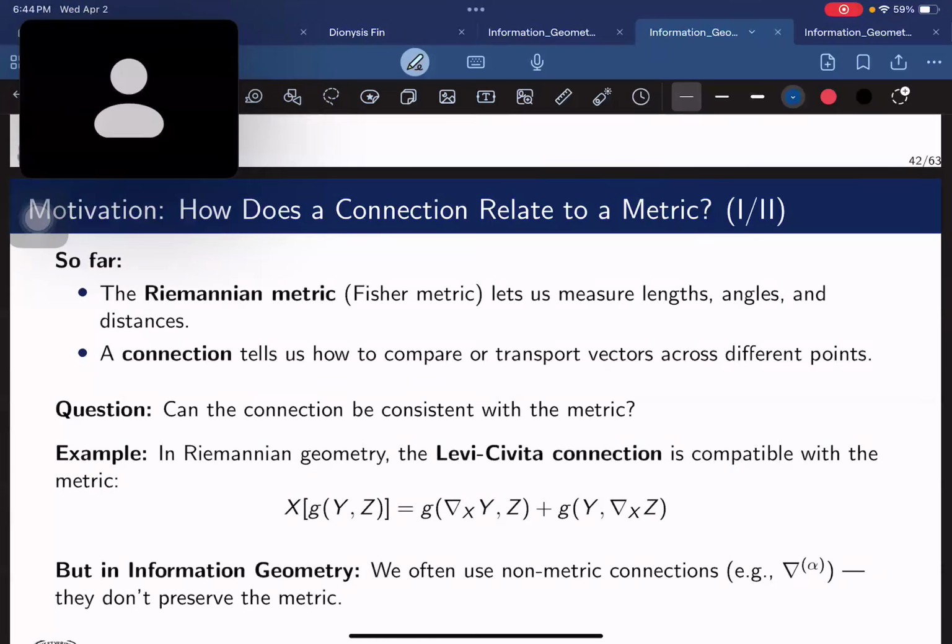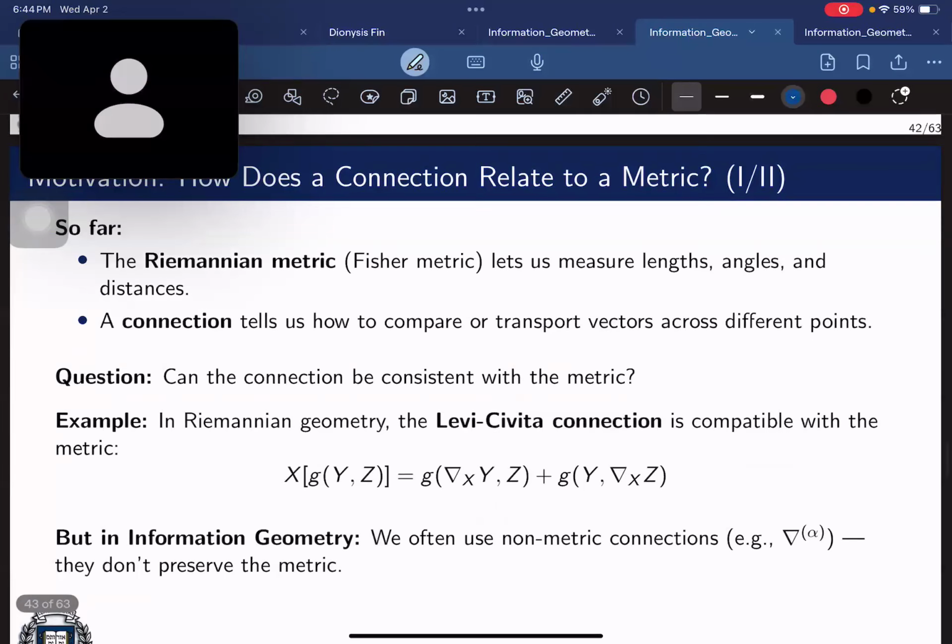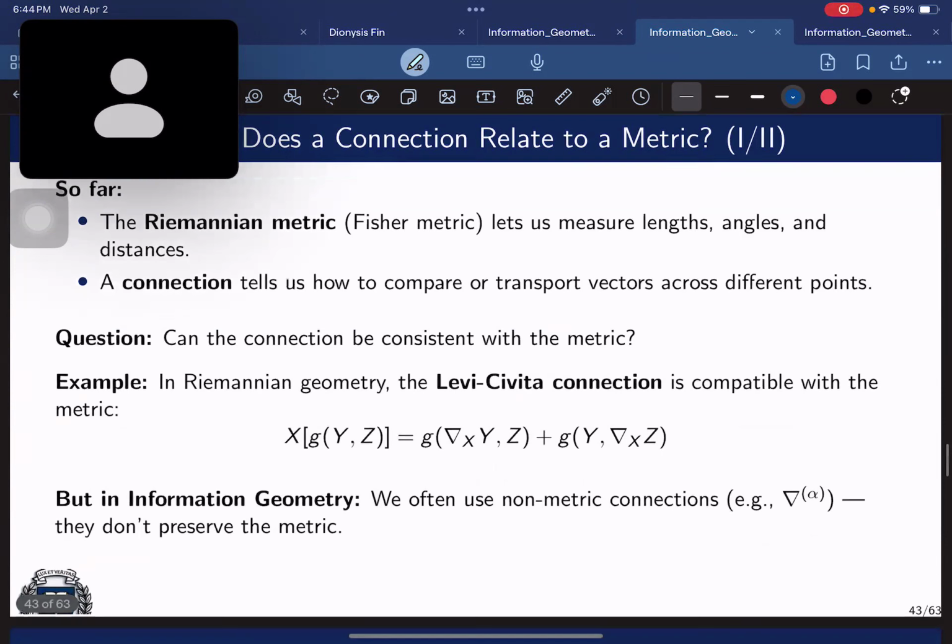So we have a Riemannian metric, which in information geometry would be the Fisher metric, which lets us measure length, angles, and distances. And a connection tells us how to compare or transport vectors across different points. So how can we connect these two? One way of thinking about that is that we are interested in those connections.